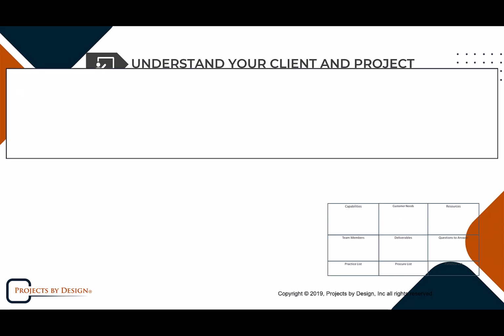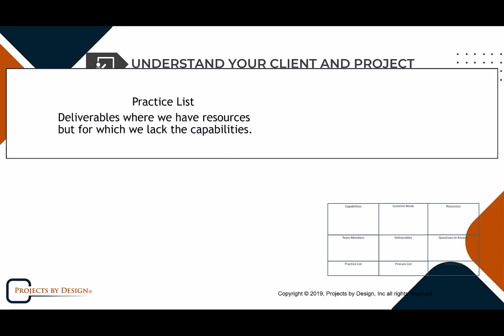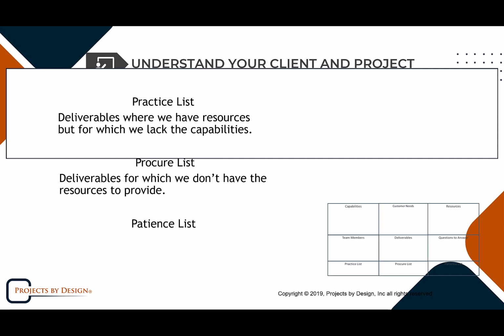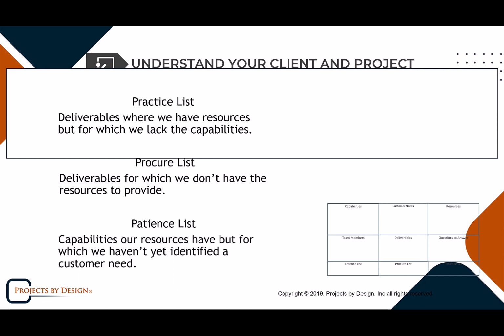Lastly, in terms of the procure list, these are deliverables where we have resources, but for which we lack the capabilities. Sorry, I don't have these all. I made some adjustments early this morning into this, so I don't have this animation working exactly like I would have hoped. But the patience list: capabilities or resources we have for which we haven't yet identified a customer need. Okay, so why do you think that patience list might be important, even within the context of the mobile app?